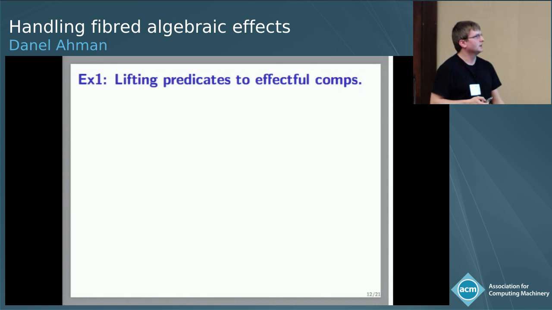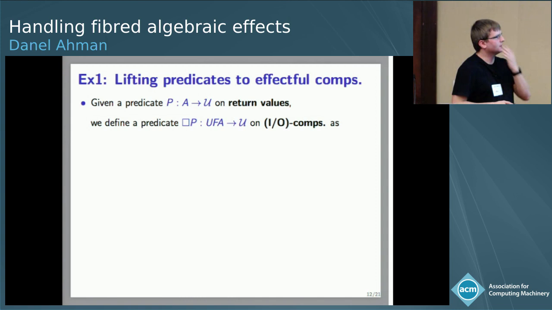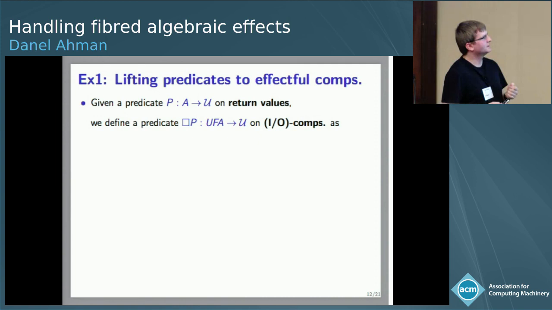First of all, a very natural thing that you would like to do is say that I'm given predicates on return values, and I would like to lift them to computations in a somewhat free way. In this handler-based setting, you can do it in a very natural way. What we have is a predicate on return values, and we want to turn it into a predicate on computations. I'm deliberately writing a box there. You'll see why that box is the natural thing to write there.